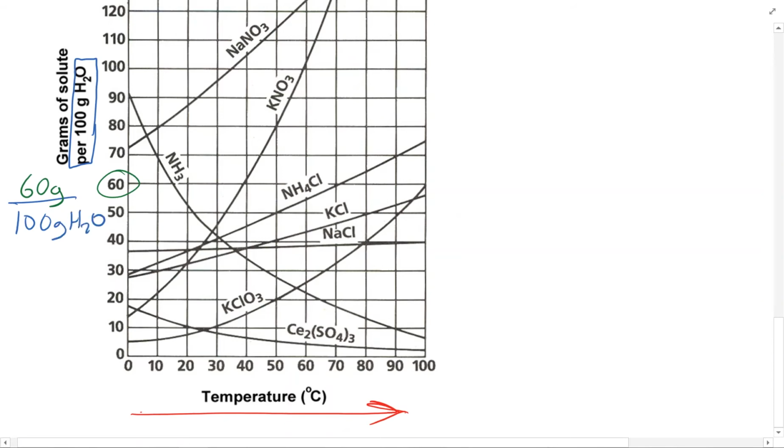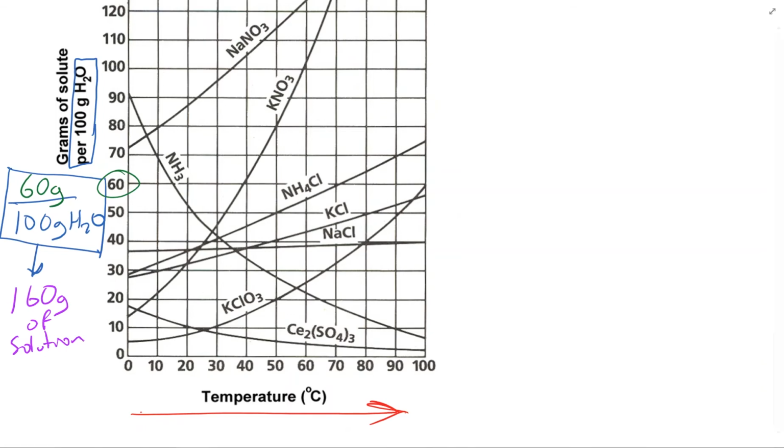dissolved in 100 grams of H2O. Now, just to kind of foreshadow something, what does this right here mean that gets kind of confusing? How many grams of total solution do we have? Well, this means we actually have 160 grams of solution in this case, because this on the bottom is 100 grams of H2O, not 100 grams of total solution. So let's do some problems and kind of look at this.